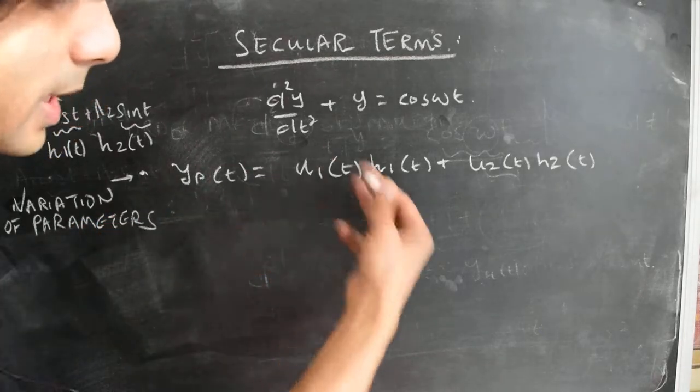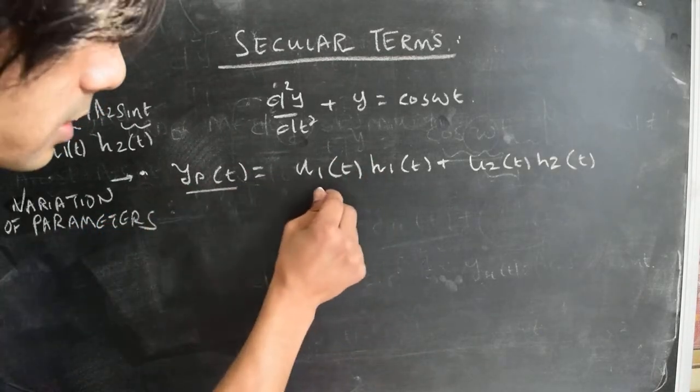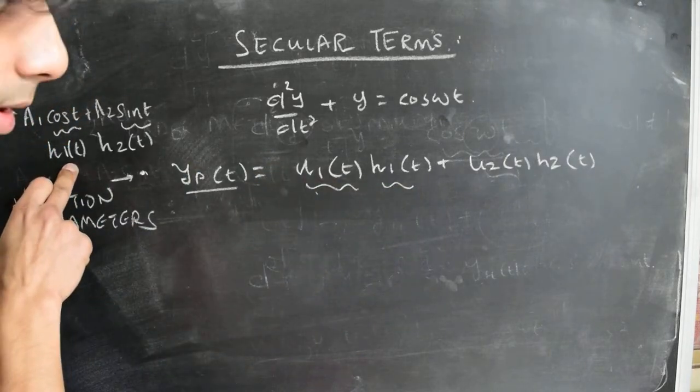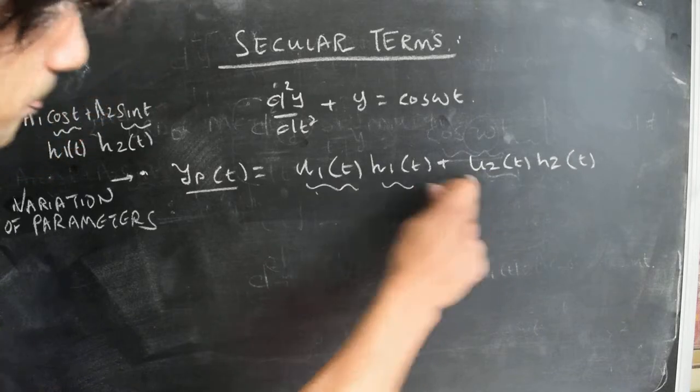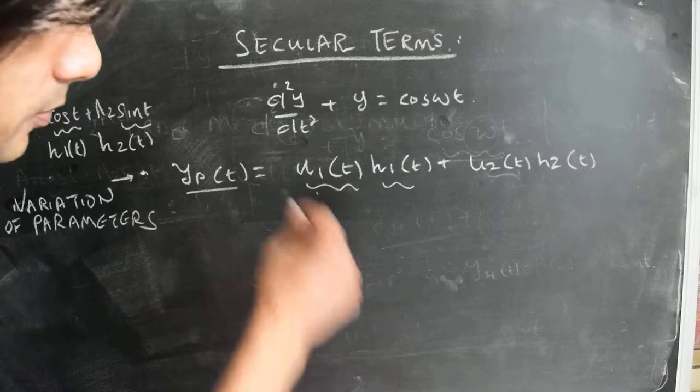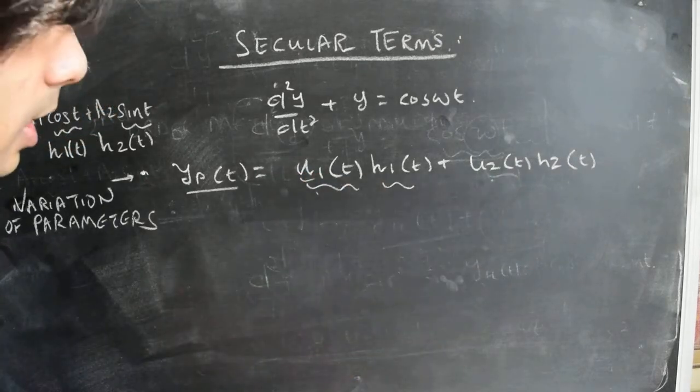This is the method of variation of parameters. We make an ansatz that this particular solution has the form some function u1 times h1, which happens to be cosine t in this case, plus u2 times h2, where h2 is sine of t in this case. And we need to solve for u1 and u2.